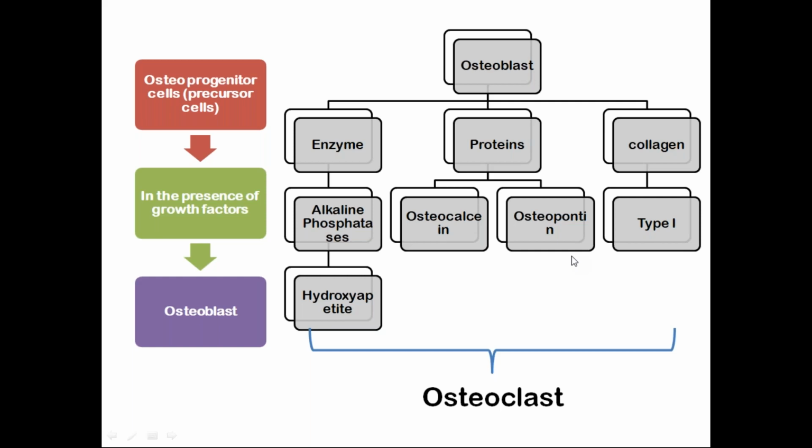Then next one. So we have completed two cells. First is the osteoprogenitor cell, which will give the osteoblast, and the osteoblast is made up of all these things. Now what happens when these osteoblast cells have secreted the whole amount of enzyme, proteins, and collagen? Now its maturity has come, like it has reached 45 or 50 years of age. Now what will happen when that phase is completed? It will become the osteoclast cells.